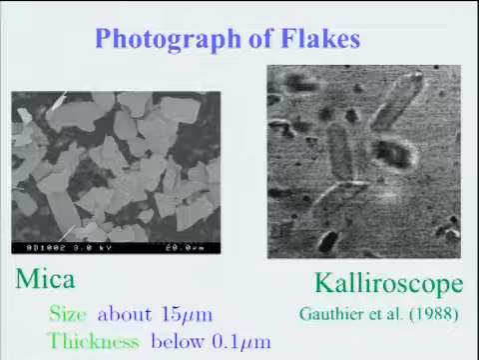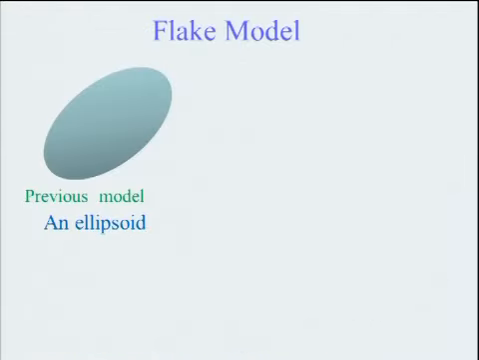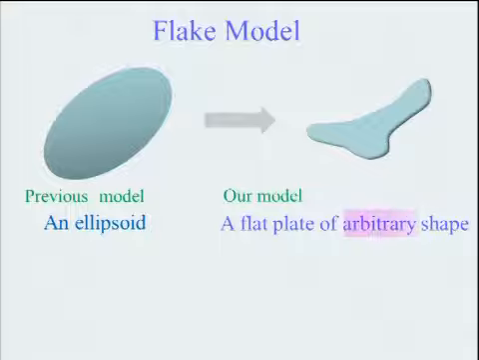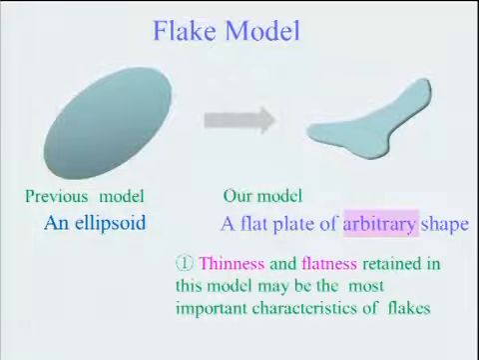Not necessarily flat, maybe curved, but the main characteristic is that it is very thin. So the previous model they used was an ellipsoid, and in our model we use a flat plate of arbitrary shape. This is important, and I will explain later. Are these plates flexible or rigid? This is rigid.